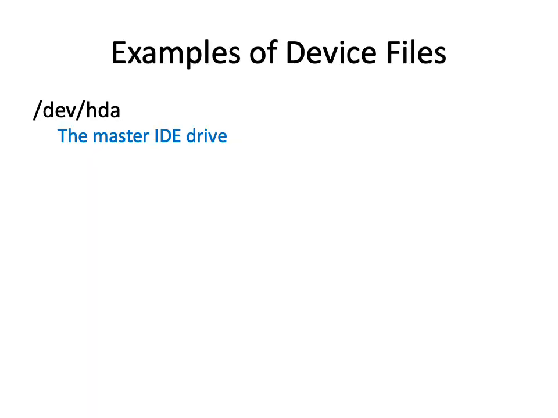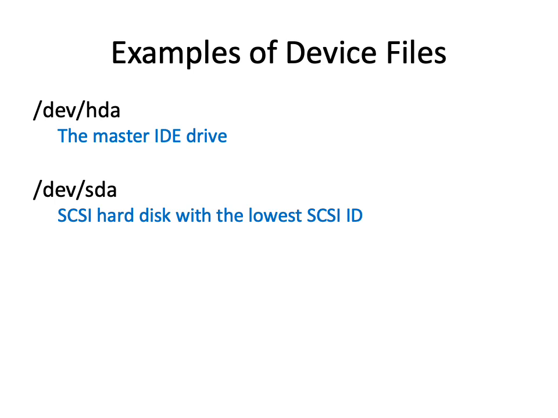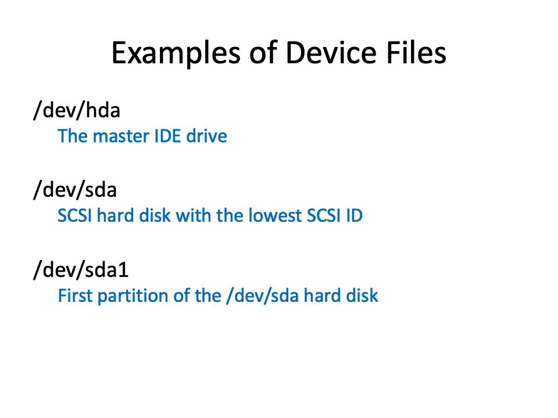Examples of device files. One is /dev/hda. This is the master IDE drive, so this is related to your hard drive. /dev/sda is also related to the hard drive. This is a SCSI hard disk with the lowest SCSI ID. If you have more than one SCSI hard disk, it can be sda, sdb, sdc, and so on. And same for hda, hdb, hdc.